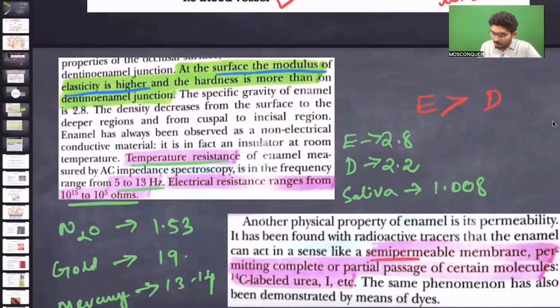Enamel is semi-permeable, partially or completely permitting two important substances, that is 14 carbon labeled urea and iodine, and peroxides. Okay, very frequently asked question. Enamel is permeable to peroxide.